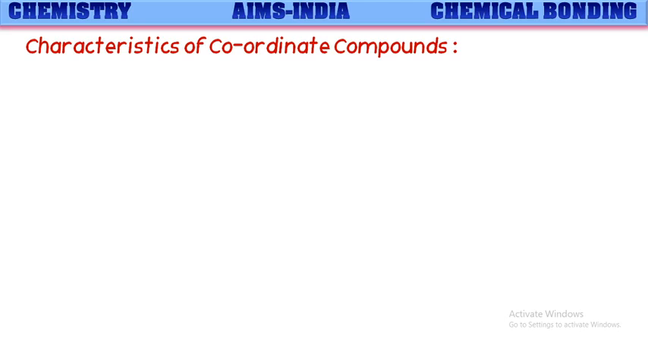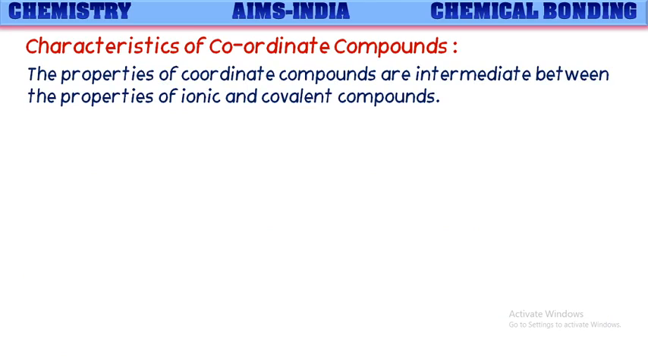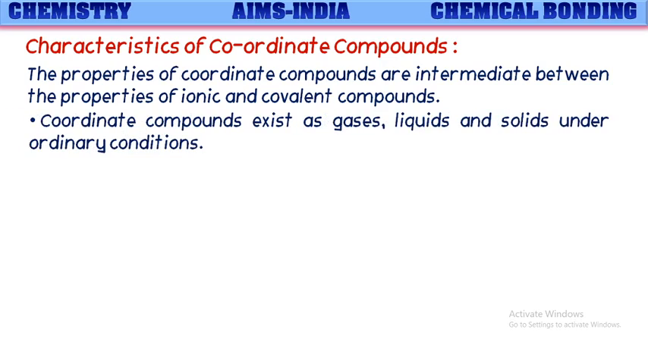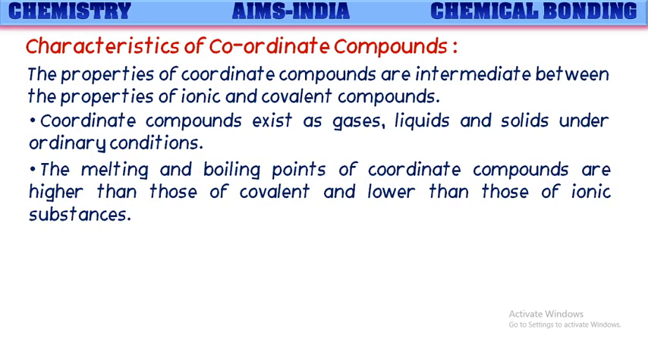Now let us see the characteristics or properties of these coordinate compounds. The properties of coordinate compounds are intermediate, in between the properties of ionic compounds and covalent compounds. Coordinate compounds exist as gases, liquids, and even solids under normal conditions. The melting and boiling points of coordinate compounds are higher than those of covalent compounds and lower than those of ionic compounds.